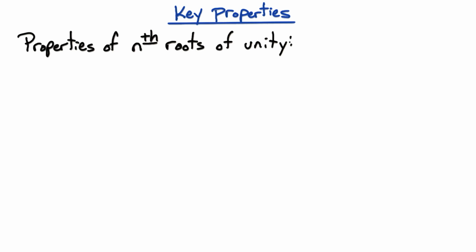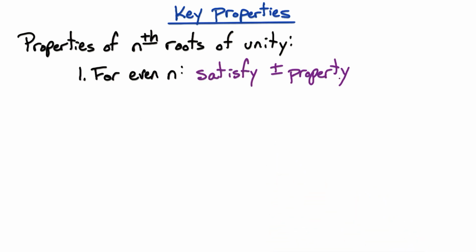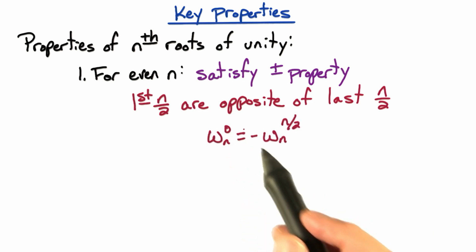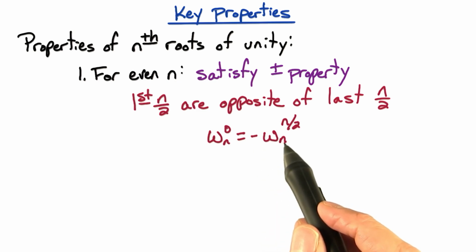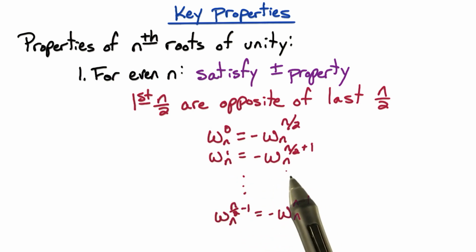There are two key properties of the nth roots of unity which we're going to utilize. The first holds for even n. The nth roots satisfy the plus minus property. This was the key property for our divide and conquer approach. The first n over 2 of the nth roots of unity are opposite of the last n over 2. In other words, omega sub n to the 0 power equals negative omega sub n to the n over 2. And in general, omega sub n to the jth power equals negative omega sub n to the n over 2 plus j. So the nth roots of unity look like a perfect choice for our divide and conquer approach because they satisfy the plus minus property.